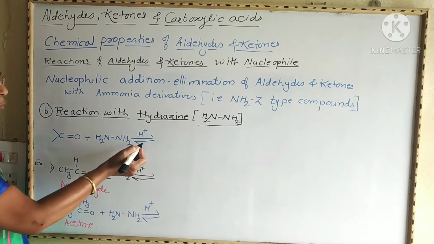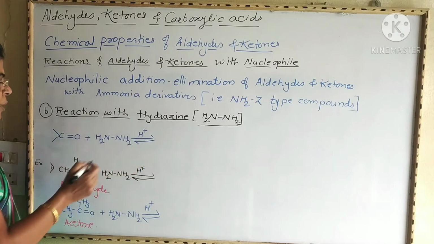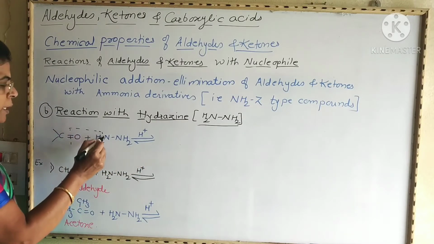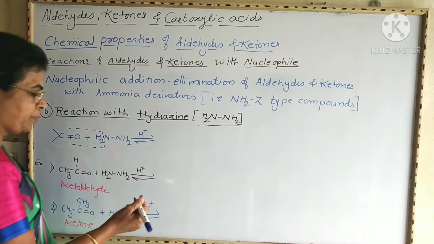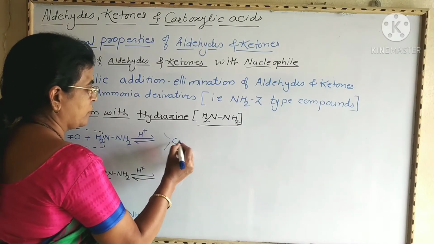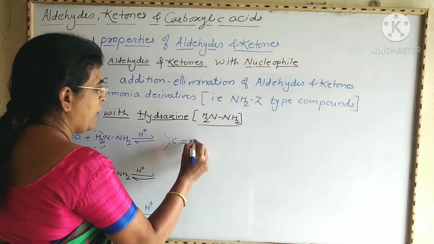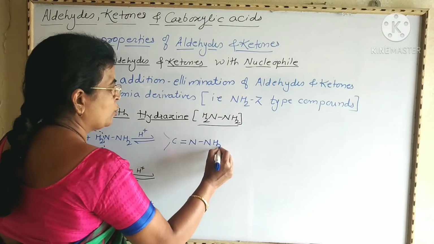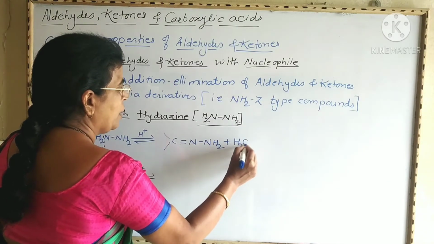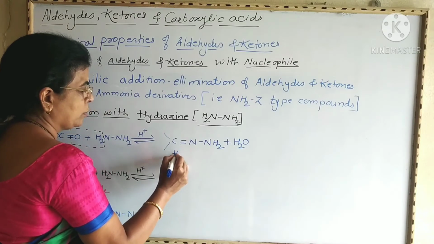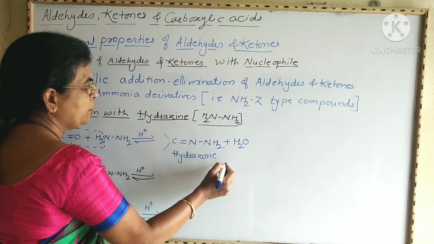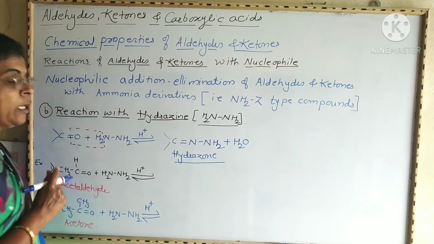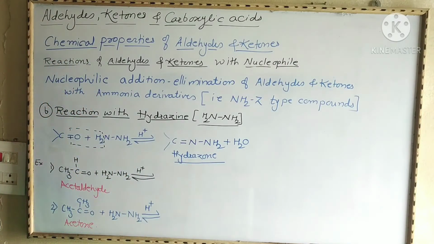in the presence of weak acidic medium, removal of H2O takes place and formation of C double bond N NH2 plus H2O. Now this is hydrazone. The name of this compound is hydrazone. That is, formation of hydrazone takes place. The corresponding hydrazone is obtained. Now here we are going to see examples.